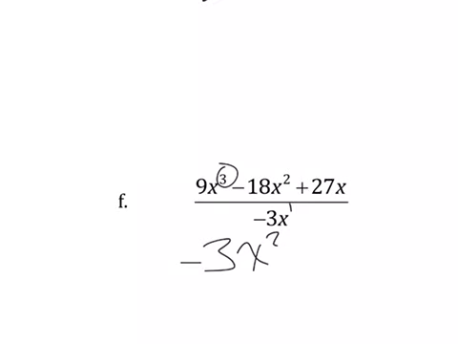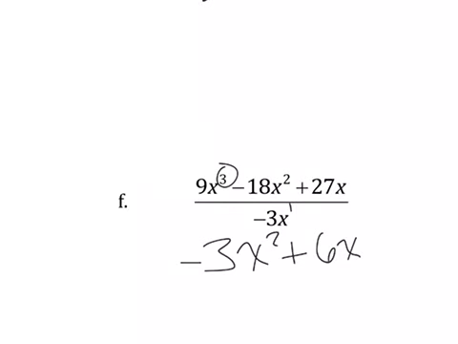Negative 18 and negative 3. If I divide those, I'm going to get a positive 6. x squared divided by x to the first, meaning we're just going to subtract the exponents of 2 and 1. So that's going to be 6x.